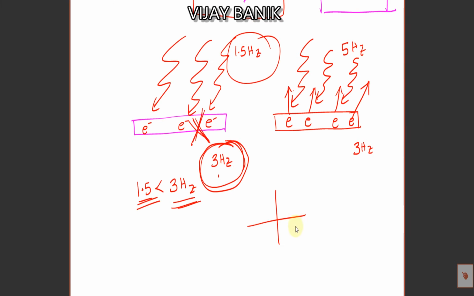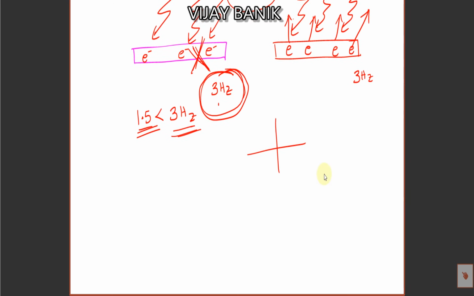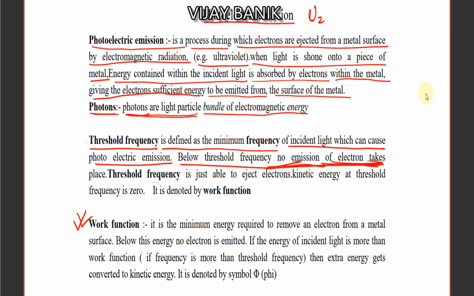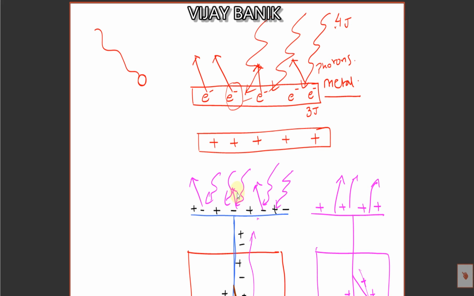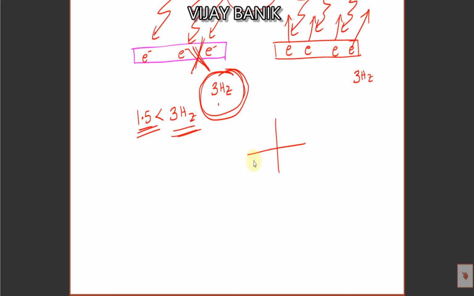Now, what is a work function? Work function is also similar to threshold frequency. Work function is the minimum energy. Threshold frequency is measured in hertz because it is the minimum frequency, and work function is the minimum energy required by the electron before it ejects.